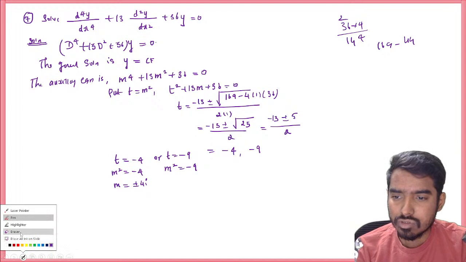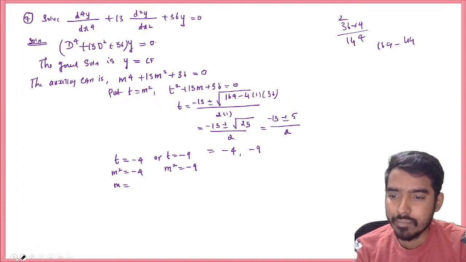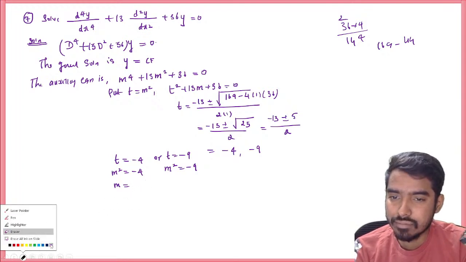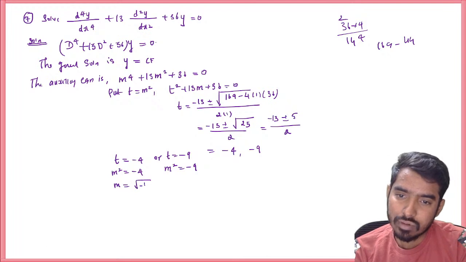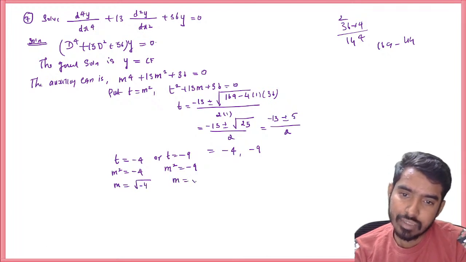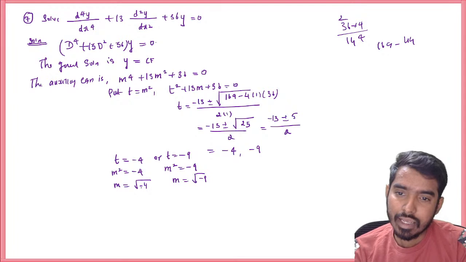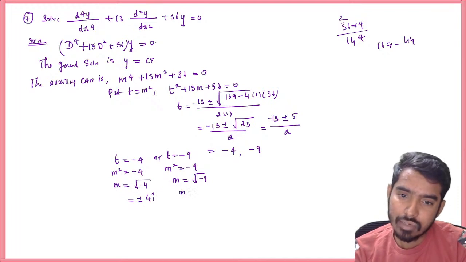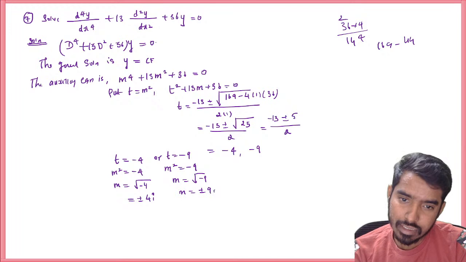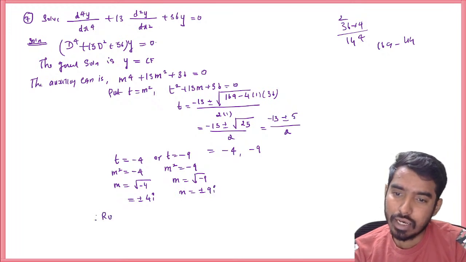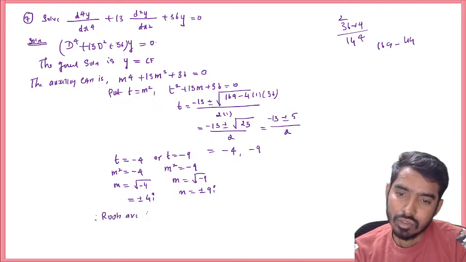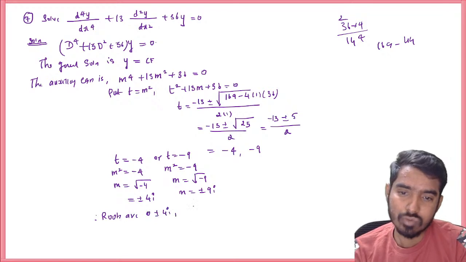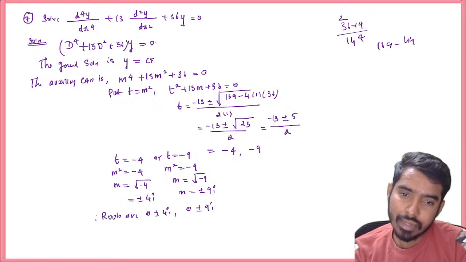So m is the square root of minus 4, and this m is the square root of minus 9. I can write this minus as i square. If we take this i square out, we will have i. So this m is equal to plus or minus 9i. Therefore, the roots are 0 plus or minus 4i is one root, 0 plus or minus 9i is another root.